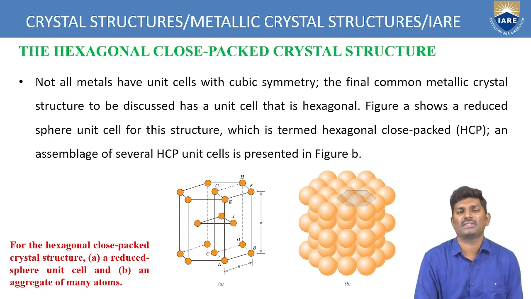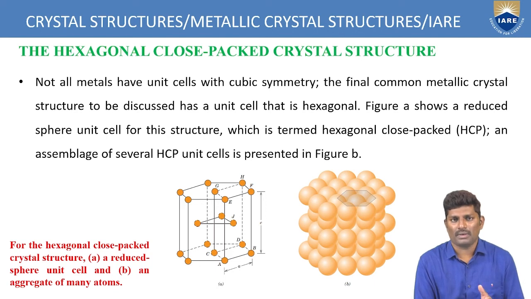Where you can find the hexagonal closely packed crystal structure: not all metals have a cubic unit cell. See, every material doesn't have all symmetry in nature. Different materials will have different structures. So most of the metals may have a cubic structure in nature, but some metals won't have the cubic nature. Some metals will have different shapes. So those materials come under another category, hexagonal closely packed. That's why not all metals have a unit cell with cubic symmetry.